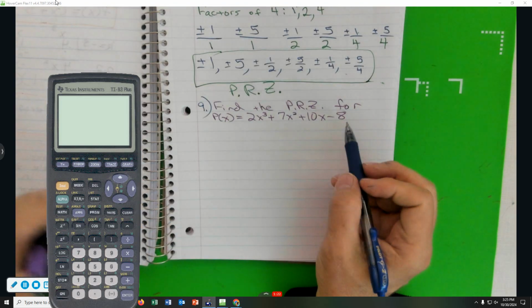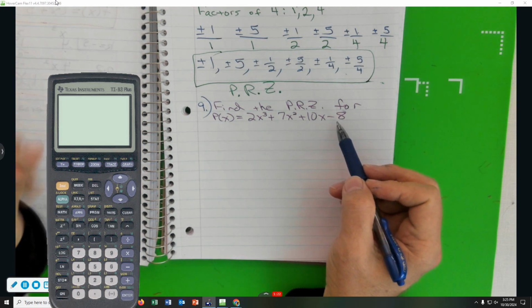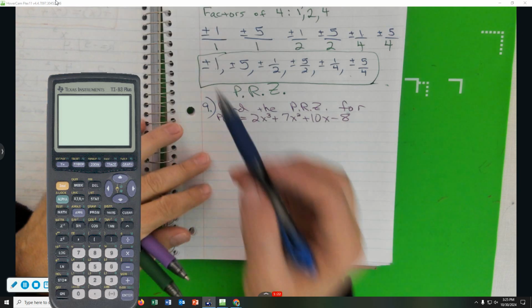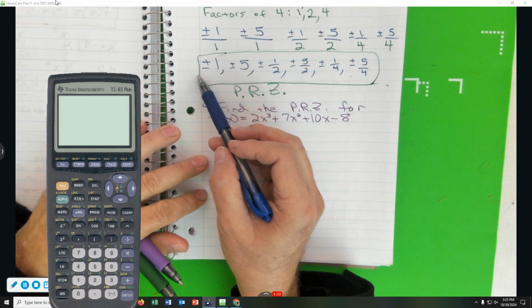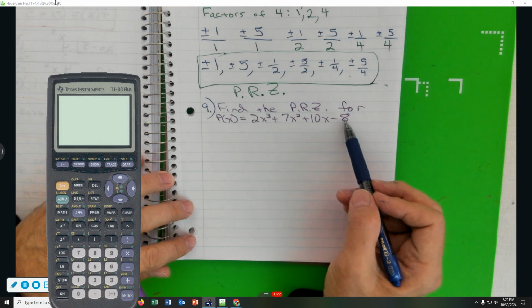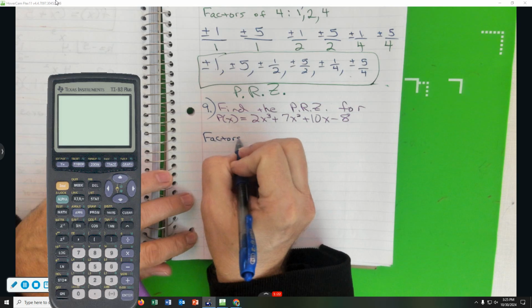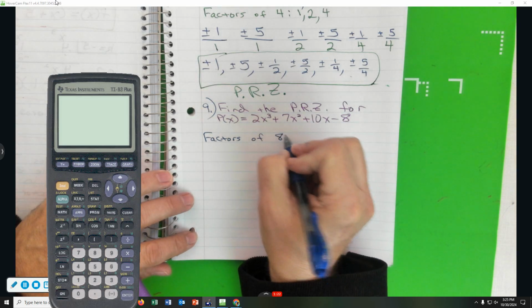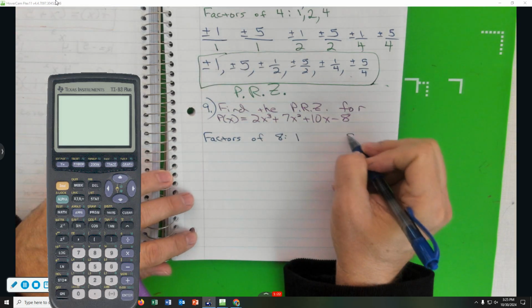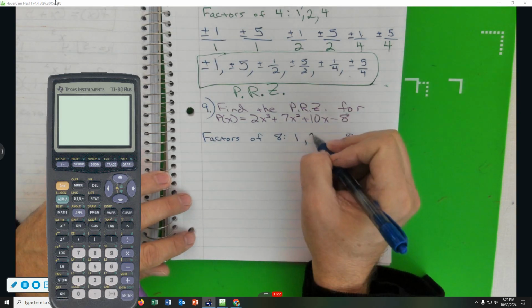First thing we do is we need the factors. Our constant is negative 8, but you don't have to worry about the signs. The plus minus possibility takes care of those signs. So for our purposes, let's start off with the factors of 8. There's 1 and 8. Are there any more? 2 and 4.